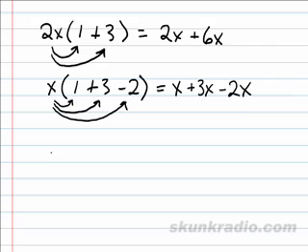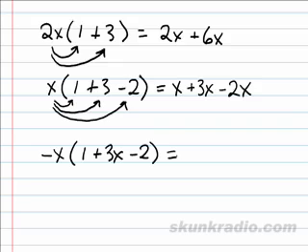And then, how about one last one? Minus x times the quantity 1 plus 3x minus 2. It's a little bit of a curveball here too. So minus x times a positive 1 is going to be a minus x. Minus x times a positive 3x is going to be a minus 3x squared. Minus x times a minus 2 is going to be a positive 2x.